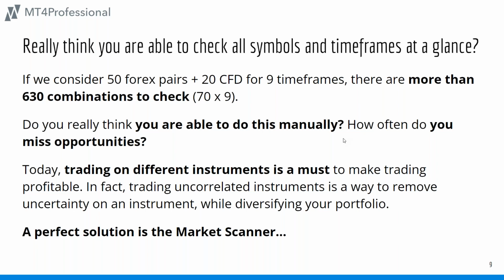trading is more profitable. So if they're uncorrelated, which means that they're trading without relationship, like a dollar yen as opposed to the pound euro, they're not directly correlated in any way. So trading off different instruments when they are moving is a great way to stay diversified.